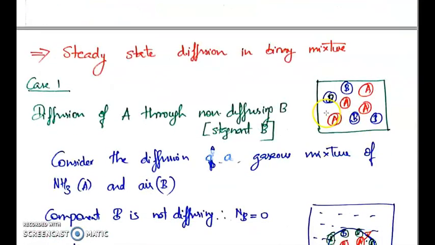Okay, so we can consider case one first. Here, diffusion of A through a non-diffusing B. That means B is stagnant and only A molecules are diffusing. Let's say I have a vessel with both A and B together, and both are trying to diffuse into the space available. But here let us assume that only A is diffusing and B is stagnant.